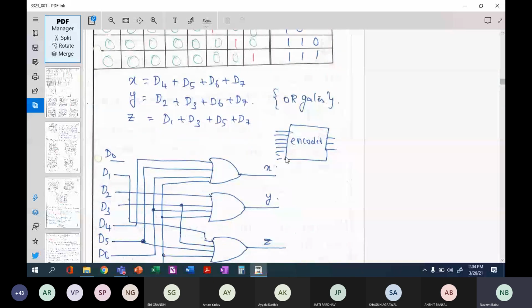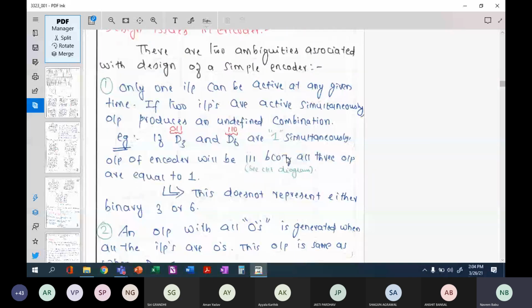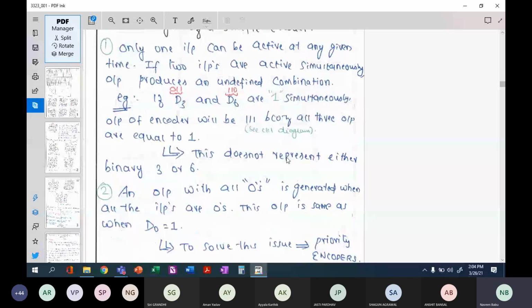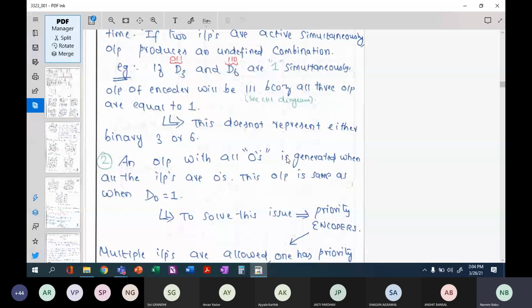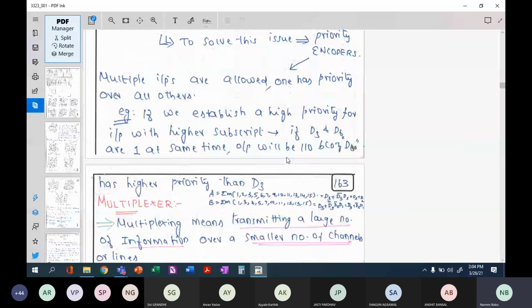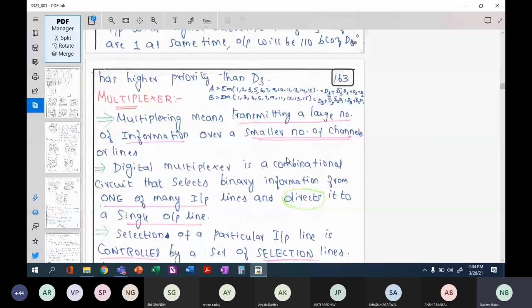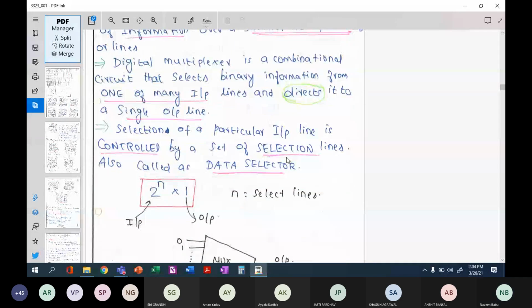are certain problems with encoders, right? So if two variables are one simultaneously, then what is the problem? And if nothing is on, then what will be the problem? We saw those examples and we touched upon the multiplexer also.